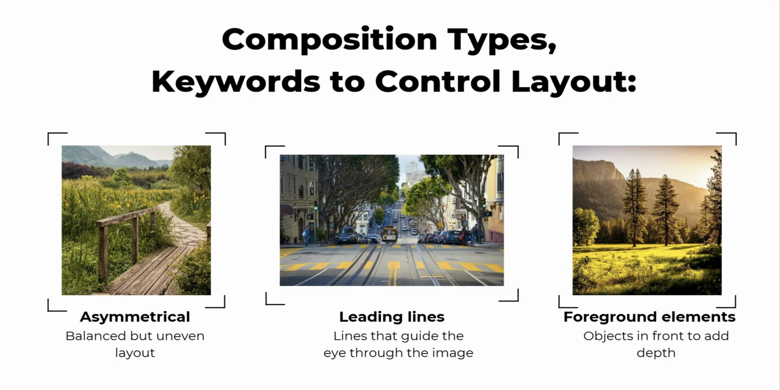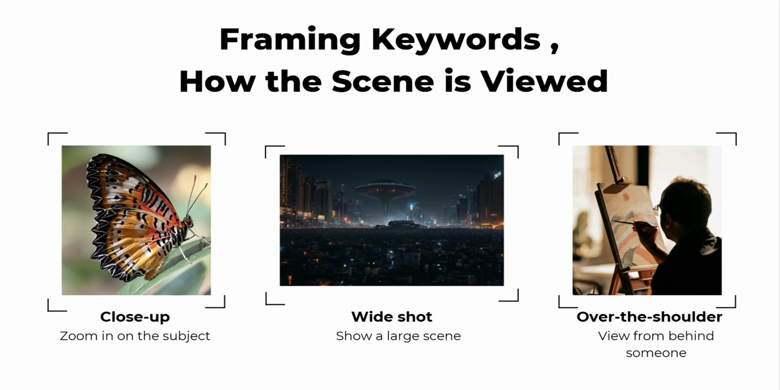Okay? We have also some keywords for framing. How the scene is viewed. The first keyword is close up. It zooms in on the subject. For example, close-up shot of a butterfly. The next one is wide shot. It shows a large scene. For example, wide shot of a futuristic cityscape.